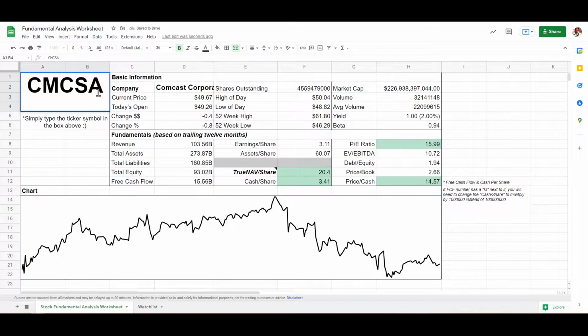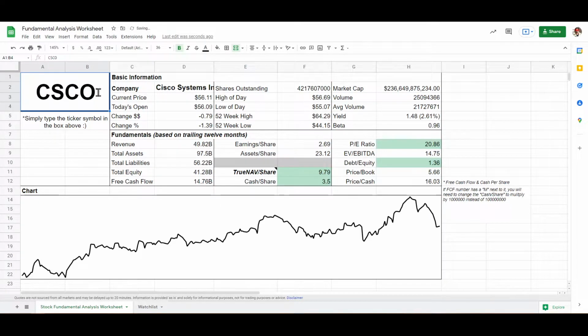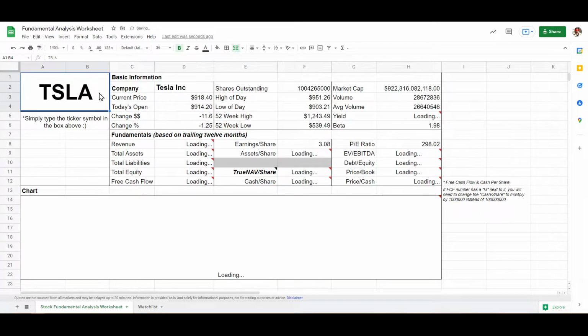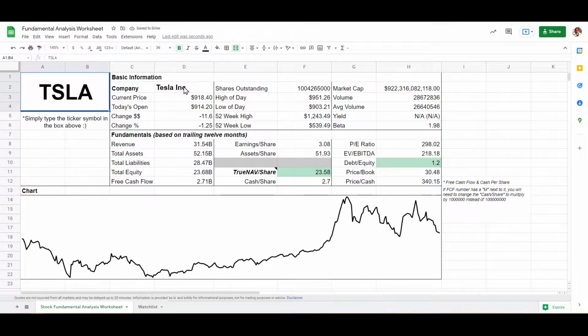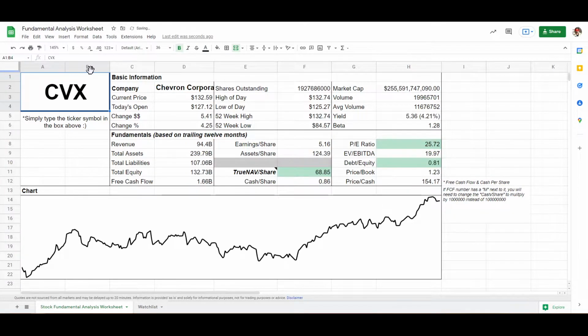Let's do another one. Cisco, that's in the Dow Jones Industrial Average. You could even look at Tesla. Tesla is one that I know is extremely popular, and so that's something that you might want to look at. Maybe we could do Chevron, CVX. All right, so you can see that all the numbers will change for every stock that you put in the ticker.